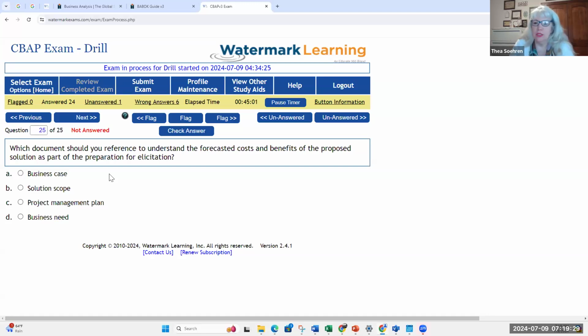This is our last question, guys. Which document should you reference to understand the forecasted costs and benefits of the proposed solution as part of the preparation for elicitation? So we're talking about documents. This is going to be an input: the business case, the solution scope, project management plan, or the business need.